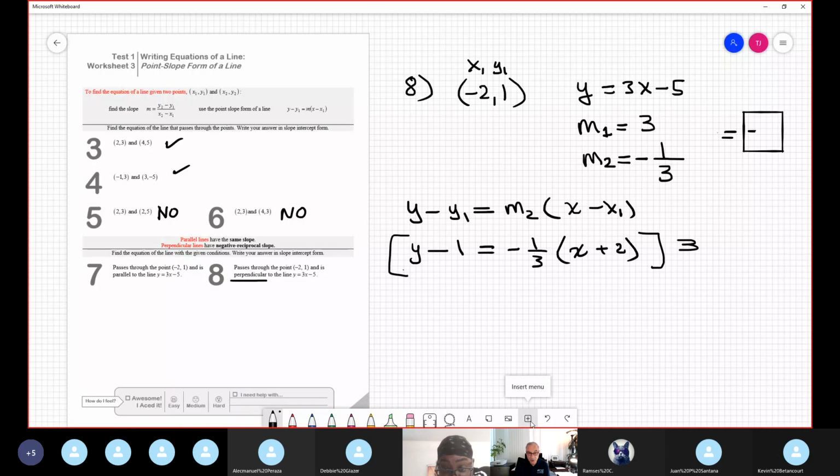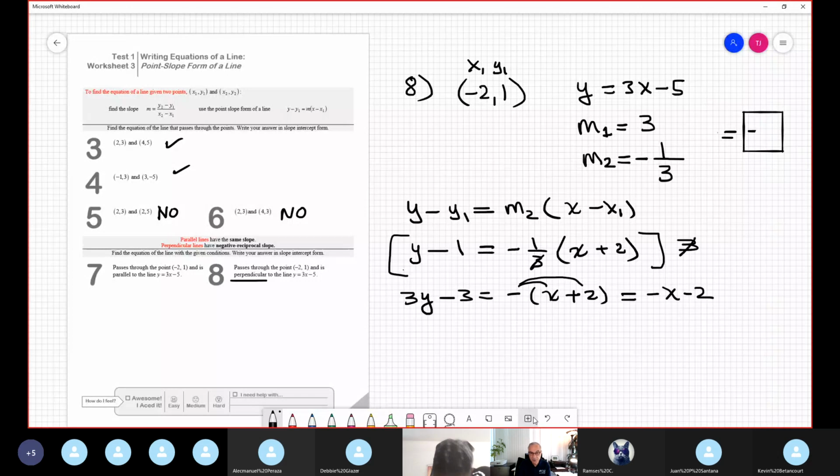So 3 times y is 3y. Negative 1 and 3 together is negative 3, and this cancels out. That was the intention. So we have negative, be careful with the sign, negative 1 times parenthesis x plus 2. This is the moment in which you apply the distributive property. It's minus x minus 2. And remember the answer is low in step 4.